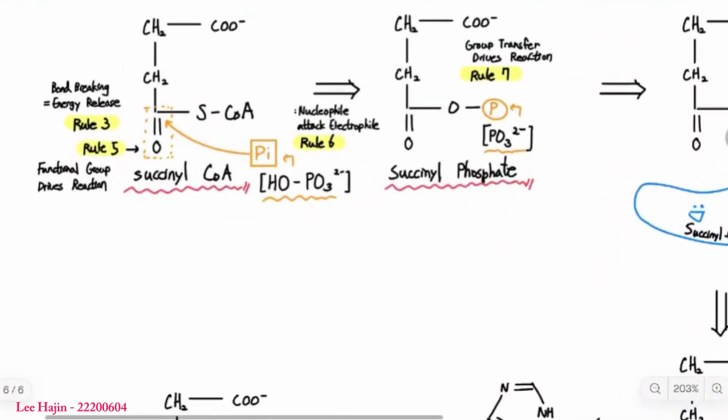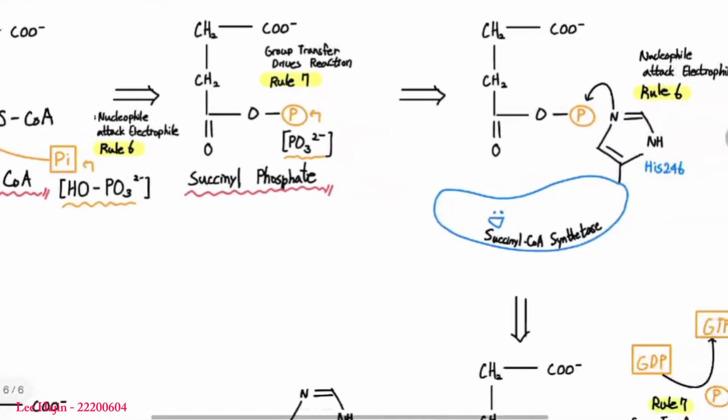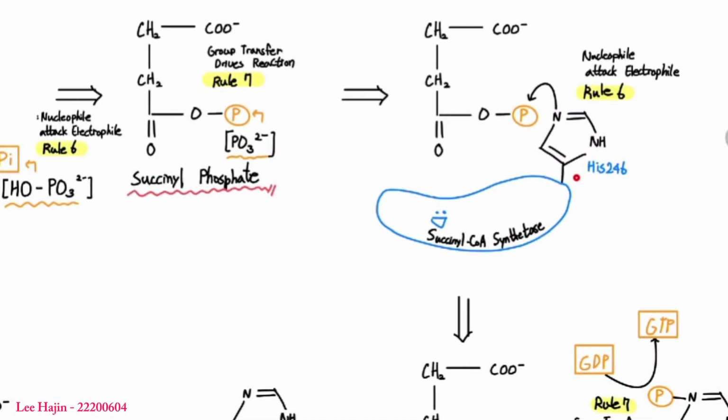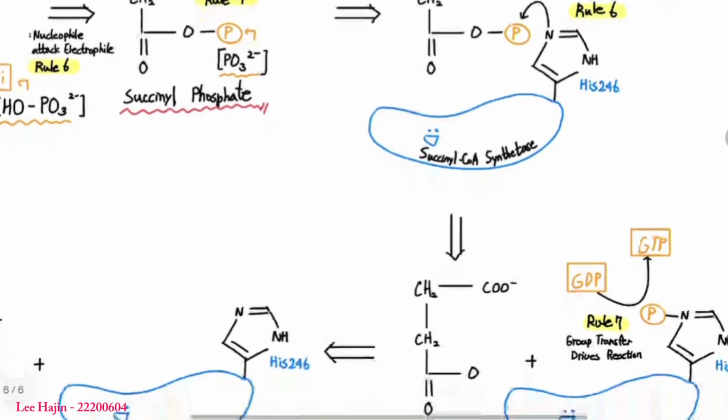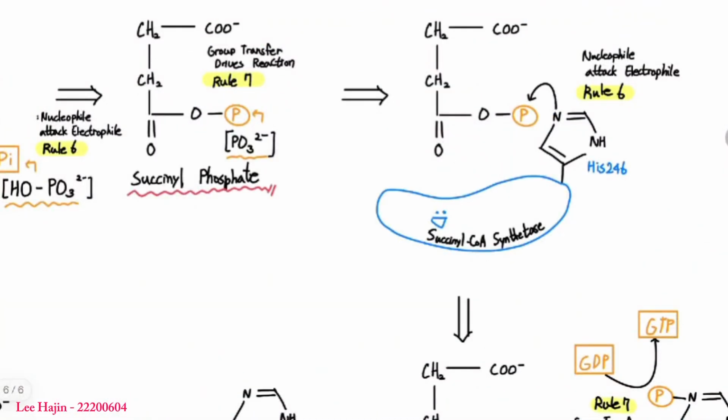So first, inorganic phosphate acting as a nucleophile attacks the carbonyl carbon of the succinyl group because the carbonyl group is electrophilic, wanting electrons. This breaks the thioester bond, and phosphate replaces CoA, being a group transfer, Rule 7. This forms a new high-energy compound, succinyl phosphate, an acyl phosphate intermediate. Next, the imidazole ring of a histidine residue acts as a nucleophile. Its nitrogen attacks the phosphorus in succinyl phosphate, forming a covalent bond over here. This breaks the bond, transferring the phosphate to the enzyme.